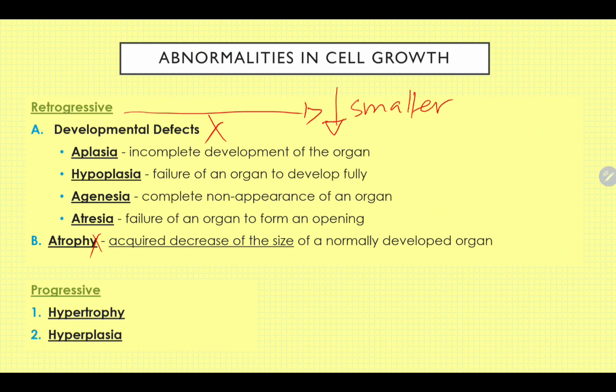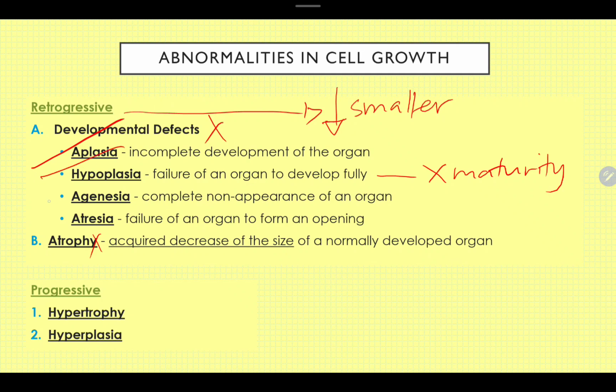Let's talk about the different types of developmental defects. We have aplasia, or the incomplete development of an organ. This means the organ is there but it is not complete; it might be missing some parts. We also have hypoplasia, which is a failure of an organ to fully develop. This refers to an organ that fails to reach maturity, so it did not fully mature or fully develop.